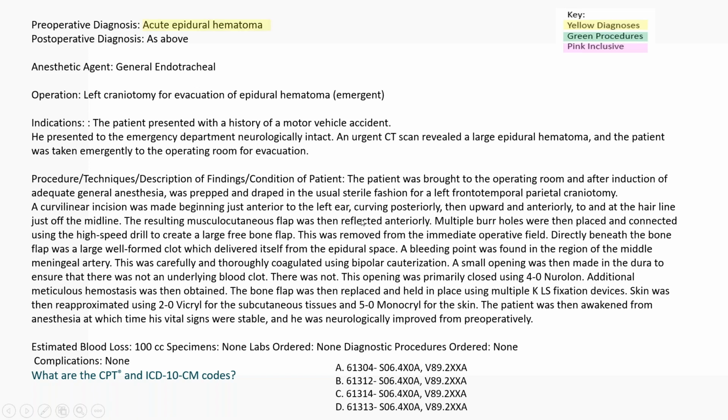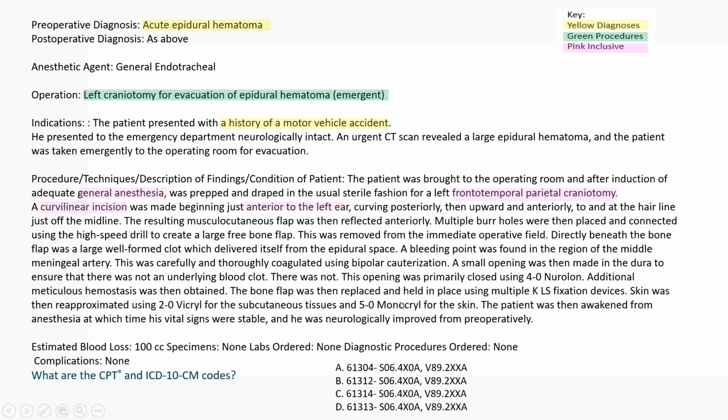Keywords: preoperative diagnosis, postoperative diagnosis, same as the preoperative diagnosis, which is acute epidural hematoma. The procedure performed is a left craniotomy for evacuation of epidural hematoma. Patient indication: the patient had a history of motor vehicle accident. General anesthesia was given, and a frontotemporal parietal craniotomy was performed. This is a one-part surgery: frontotemporal parietal craniotomy.